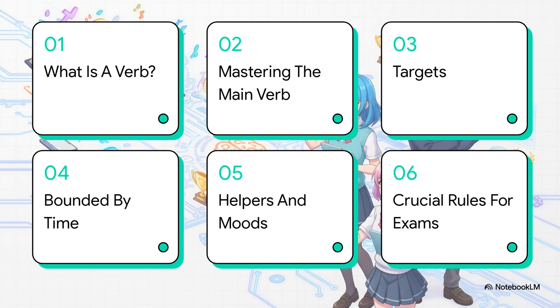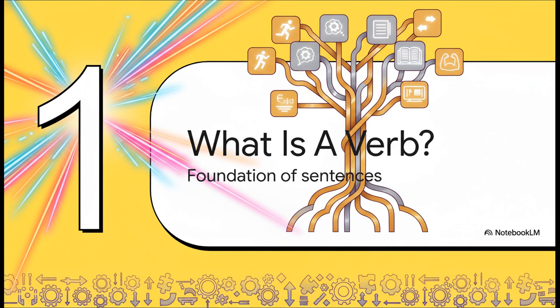1. What exactly is a verb? 2. Mastering the main verb. 3. Targets, transitive versus intransitive. 4. Bounded by time, finite verbs. 5. Helpers and moods, modals. And finally, 6. Crucial rules for exams. Let's do this.